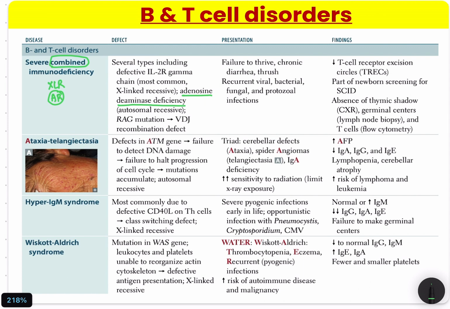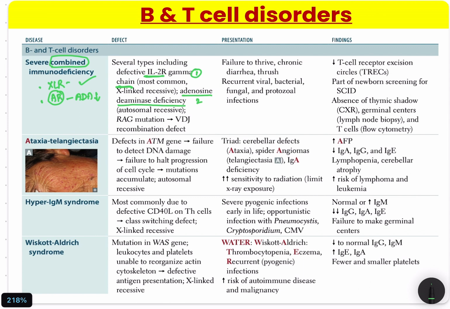Okay, so what is the most common? So this is because of the adenosine deaminase deficiency. What is the most common variant? That is X-linked recessive, and that is because of, why? That is because of the gamma chain of the interleukin receptors. There is a mutation in the common gamma chain of the interleukins. So interleukin 2 receptor gamma chain mutation is there. That is what is X-linked recessive.